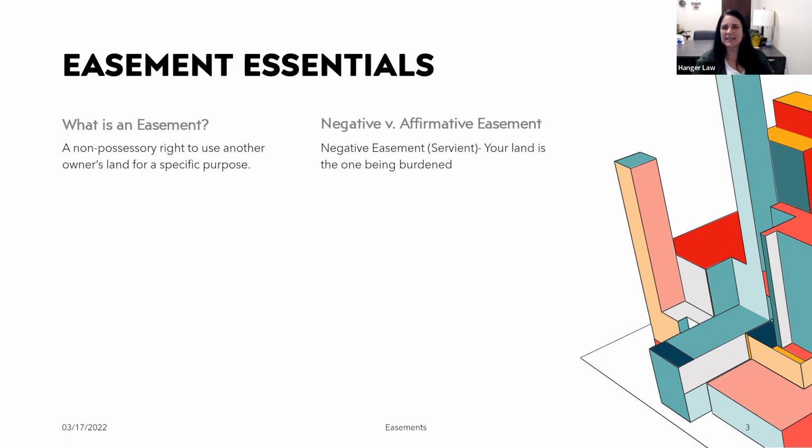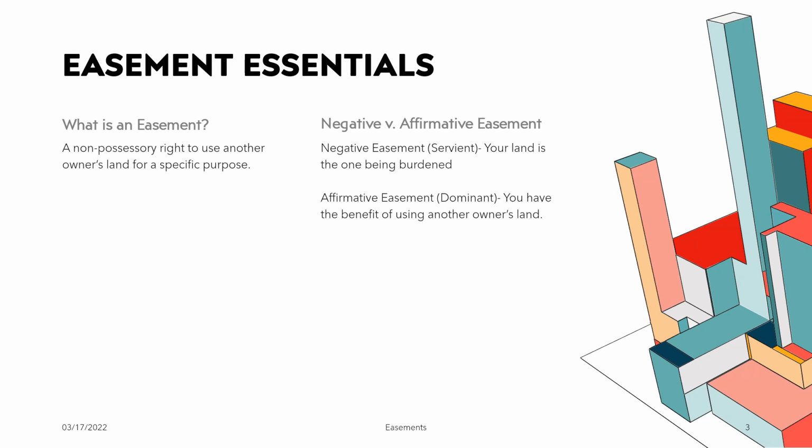So a negative easement, again, is often referred to as a servient estate. You will see that when that piece of property or that estate is the one that has the easement on it. It's known as the servient estate because it's being burdened by allowing other people to access that piece of property. And then we have an affirmative easement, where you have the benefit of using another owner's land. That's when you're considered the dominant estate.